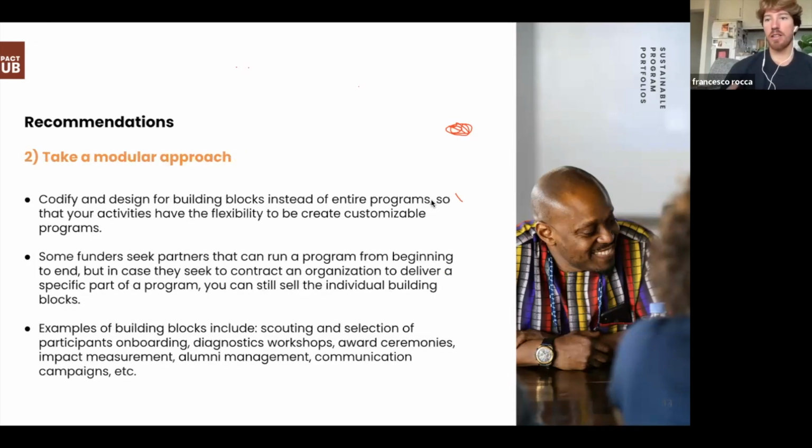The second one is taking the example of what Amsterdam did, which is to use this modular approach. Because you know that the programs always have those specific phases, and all together they create a complete acceleration program, but taken individually, they can still be a service you can sell to a client. It's much easier in the sell part, but it's also easier to build them together. And this is very important to make sure you know when a phase starts and when it ends.